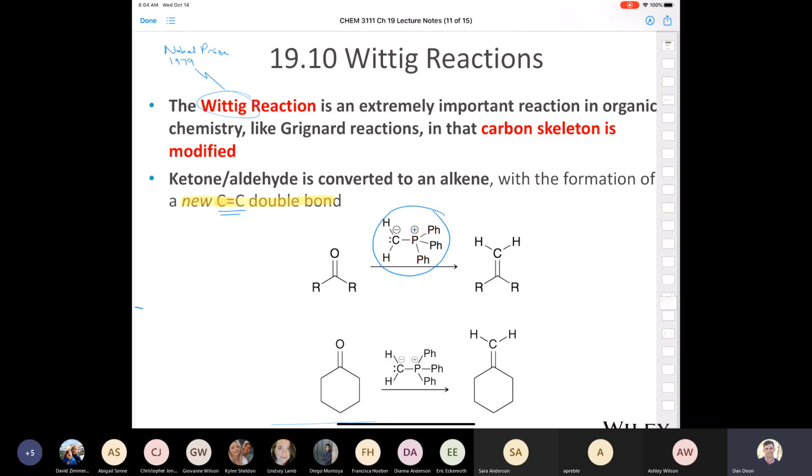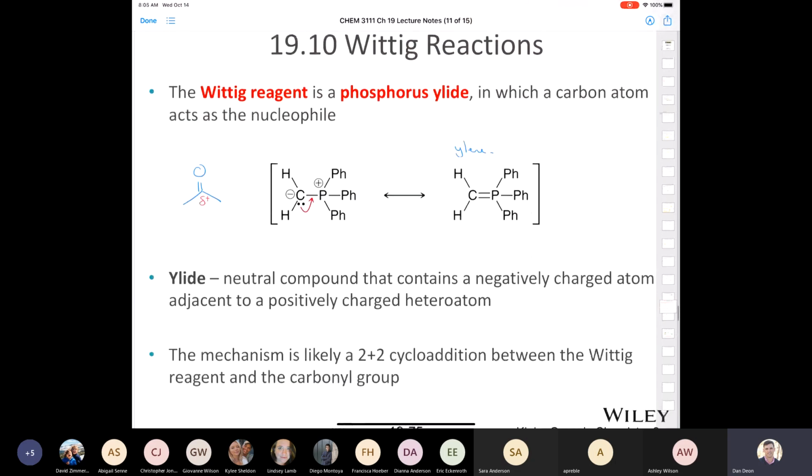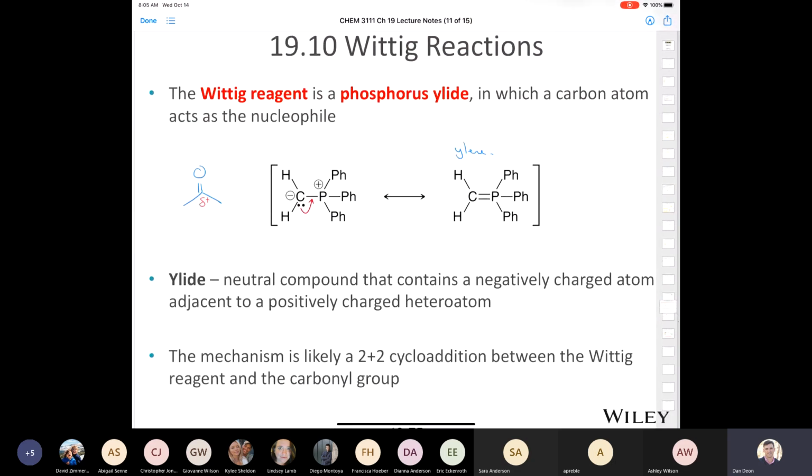And I explained why it's preferential to draw the negative charge on the carbon and the positive charge on the phosphorus, because this would actually be the major contributor to the resonance hybrid, okay? So we have the phosphorus ylid, and I explained what an ylene is. We call this an ylene, but sometimes we draw the ylene for the mechanism, sometimes we draw the ylid. Either way, you're going to end up with an oxaphosphetane and then forming an alkene. But I think that drawing the ylid is probably more beneficial.